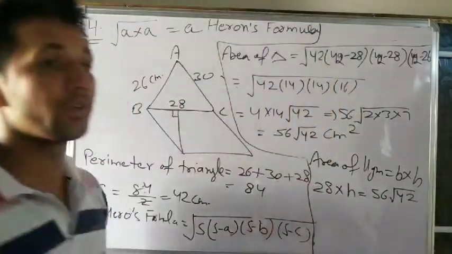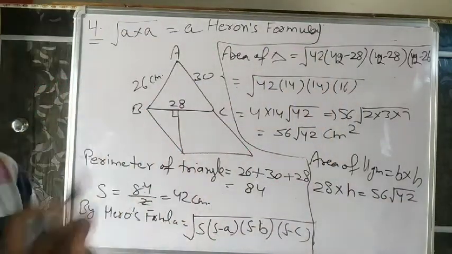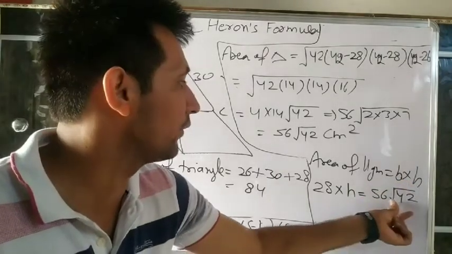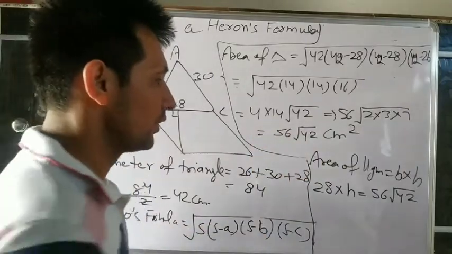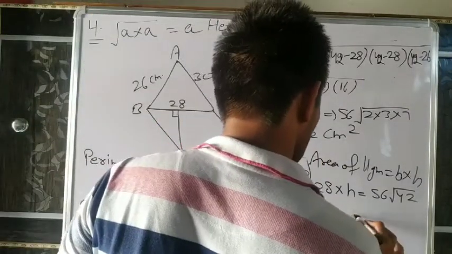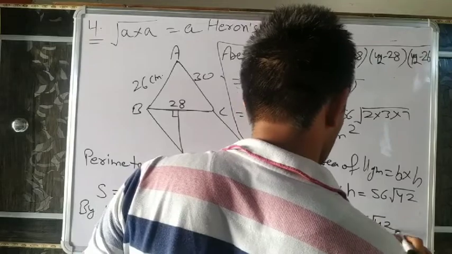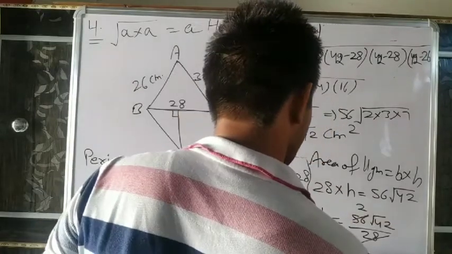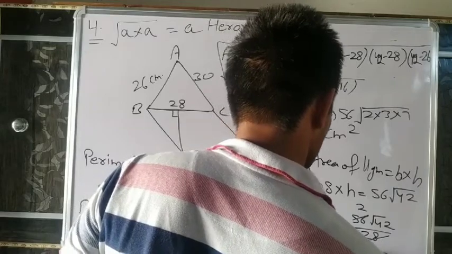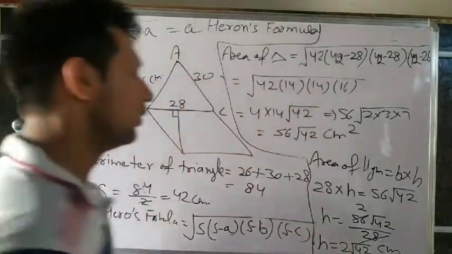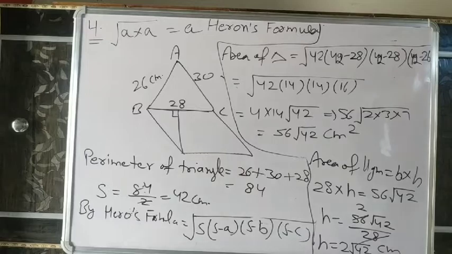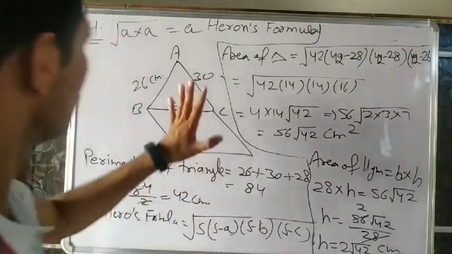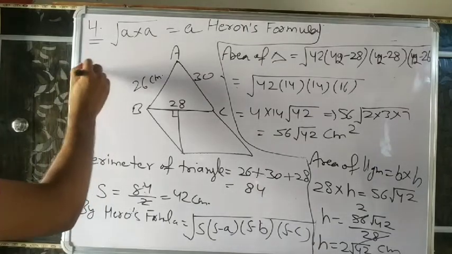Because in the question, the area of a triangle and the area of a parallelogram are both equal. So the area of a parallelogram is base into height, and the area of the triangle is already defined. So h equals 56 under the root 42 divided by 28, cut by 2. So what is the height? Height is 2 into under the root 42. Understand?